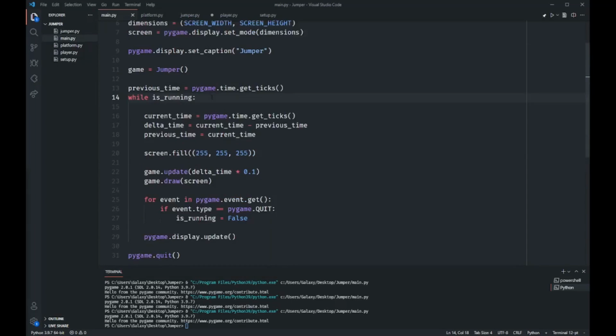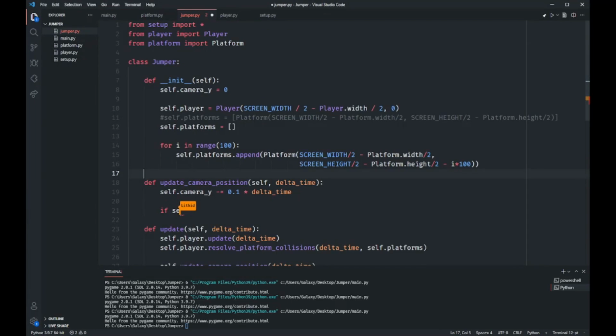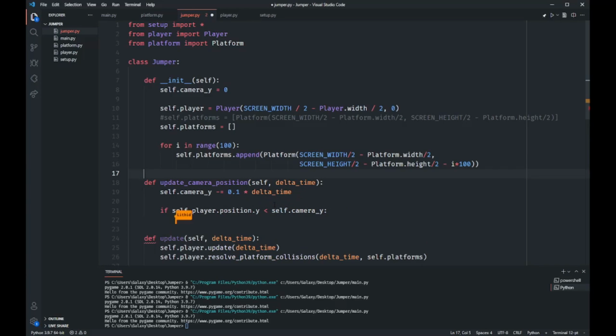This is going to be in Jumper, where we update the camera position. We're also going to take into account the player position. Something else to think about is that, just like every other position in our game, this camera position is in the top left corner of our screen. Left refers to the X, but we don't really have an X, we only have a Y. So what this is referring to is the top of the screen.